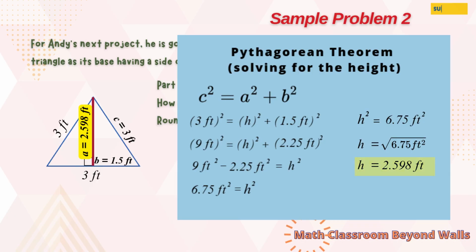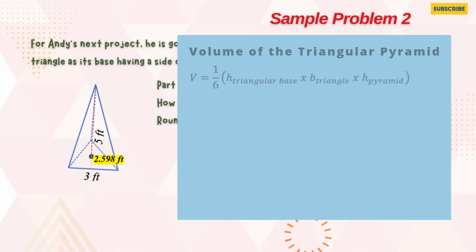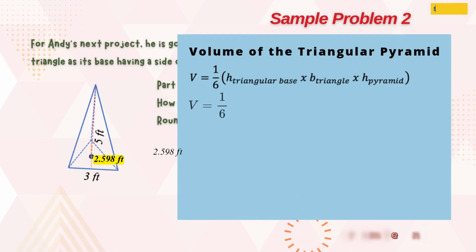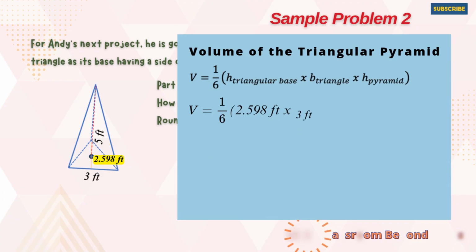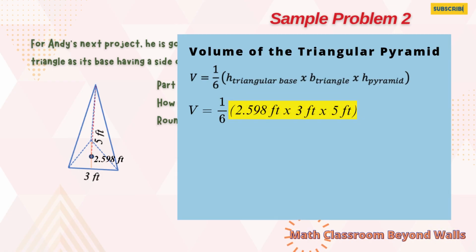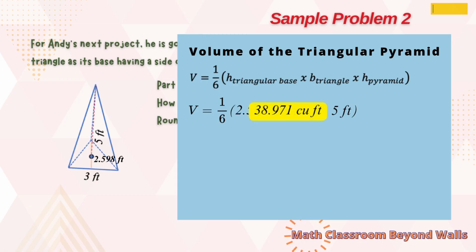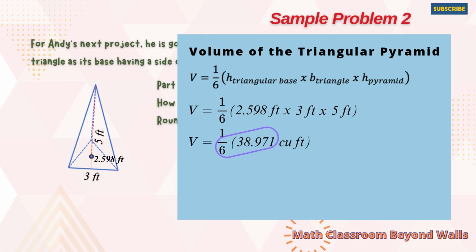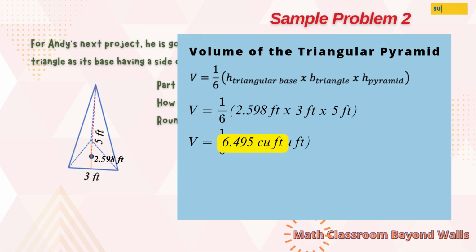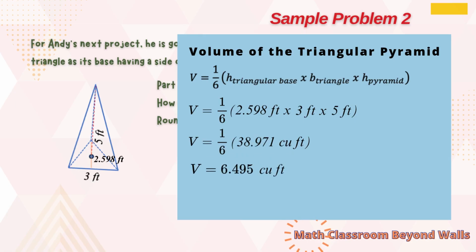With the height of the triangle known, we can now solve for the volume of the pyramid. Plugging in the values, we have multiplying 2.598 feet and 3 feet and 5 feet, we have 38.971 cubic feet. Dividing 38.971 cubic feet by 6 gives us 6.495 cubic feet. Now, rounding off to the nearest tenth gives us 6.5 cubic feet.